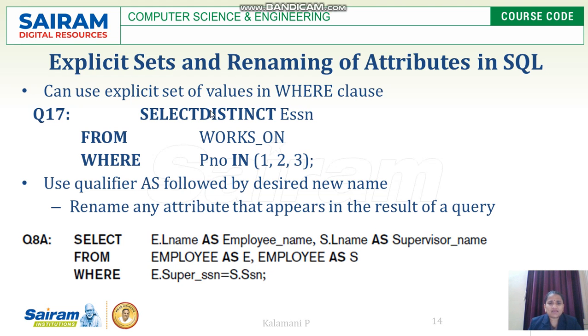So here we have extracted the SSN of employees who work on project numbers 1, 2, 3. Especially we want to find out the employees working on project number 1, 2, 3. Suppose I want to find the USN of the students who belong to CSE or ECE. I can give it like this: select USN from student where department in CSE, ECE. Because that is a string, you should give it within quotes. Like this we can specify.